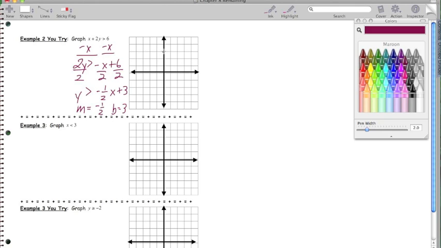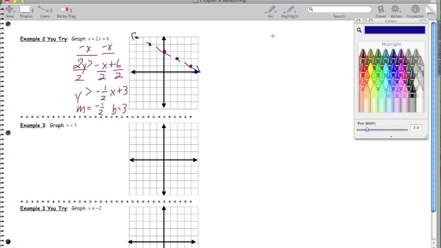So I go up 3, put a point. My slope, I'm going to go down 1 over 2 because my rise is negative 1, my run is 2. Down 1 over 2, and so on. All right, that was step 1. Step 2, I'm going to connect it with either a dotted or a solid line. Because this is just a greater than, it's going to be a dotted line. So it could look something like that, a dotted line.